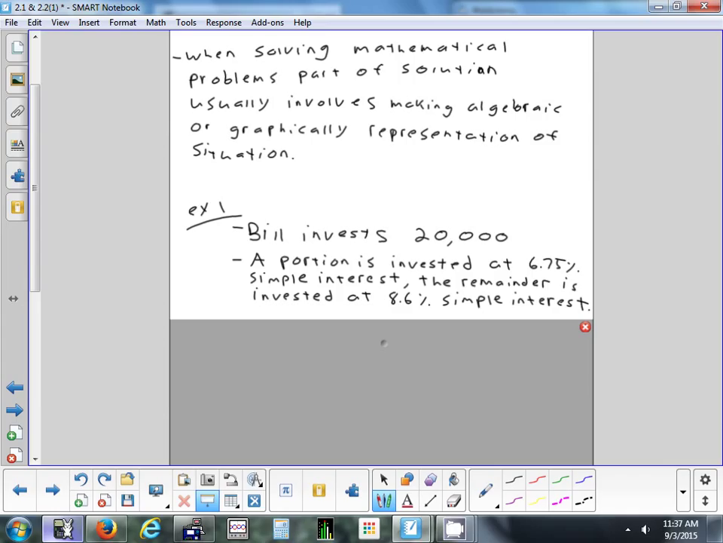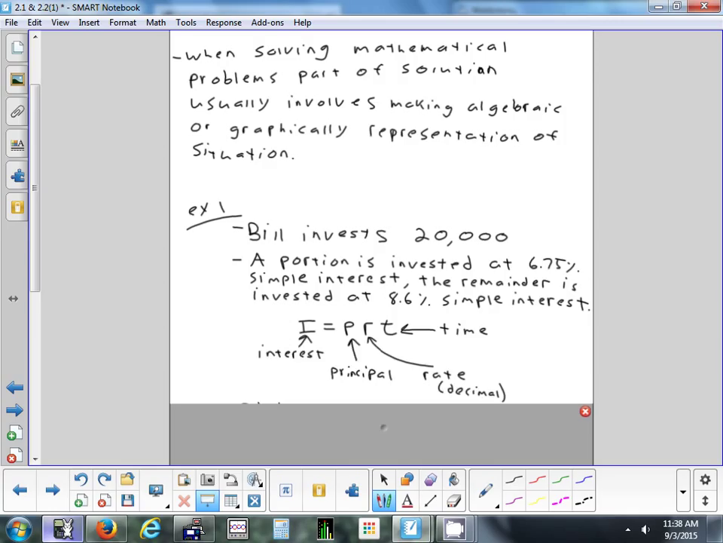All right, so Bill's going to invest $20,000. He's going to invest part of his money at 6 3/4% simple interest, and the remainder of his money is going to be invested at 8.6% simple interest. If you don't know the formula for simple interest, I'm going to give that to you. It's I equals PRT. It's a simplified way to calculate interest. A lot of banks don't do it this way. They do something called compound interest. But to simplify the problem, I don't want to get into that.